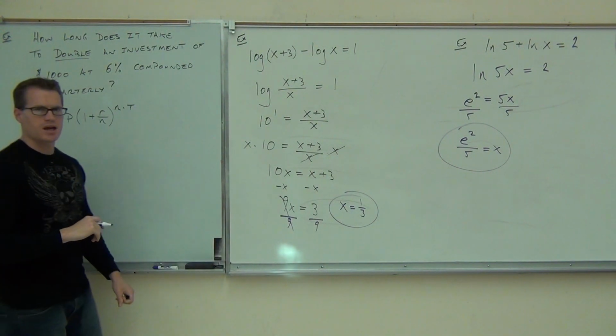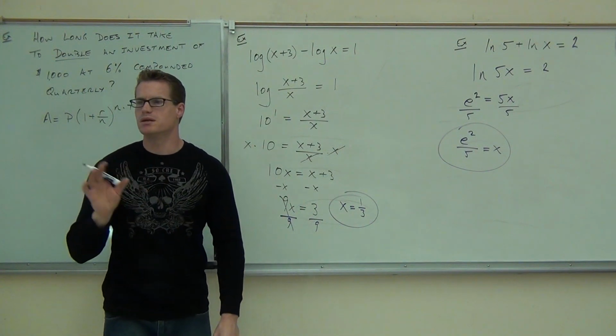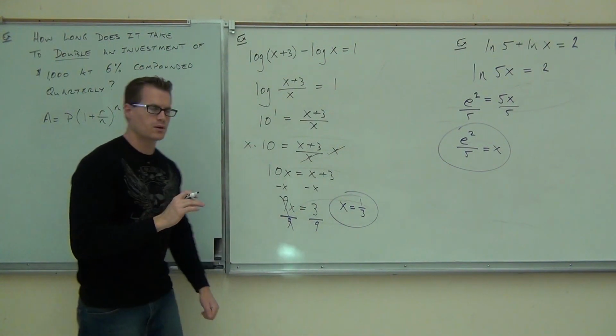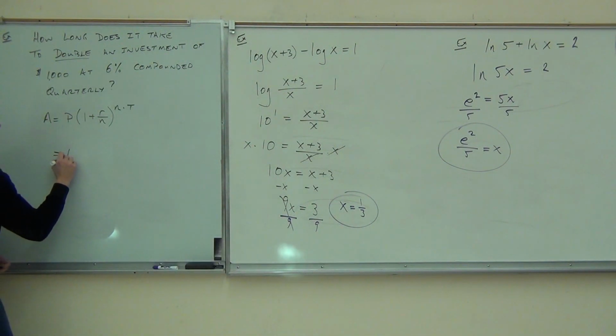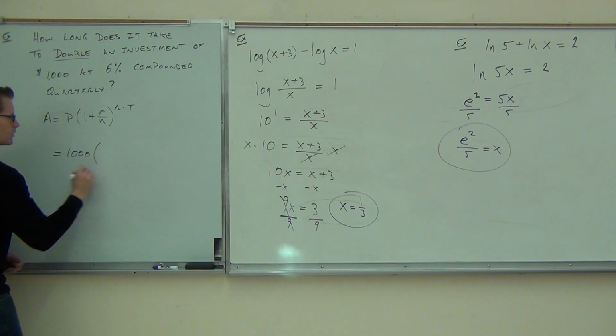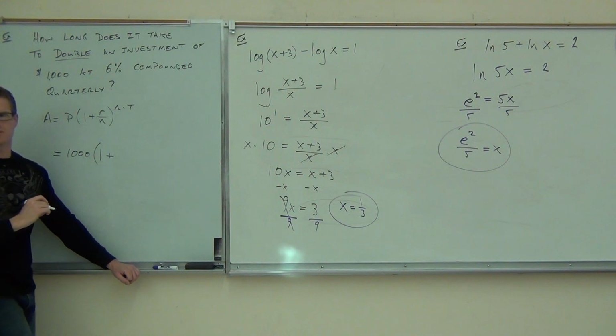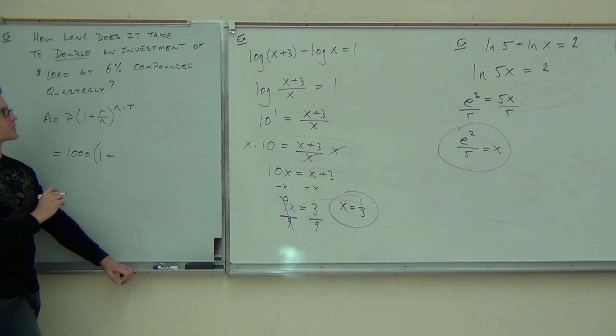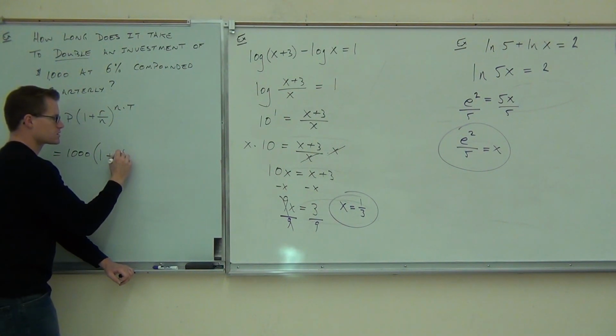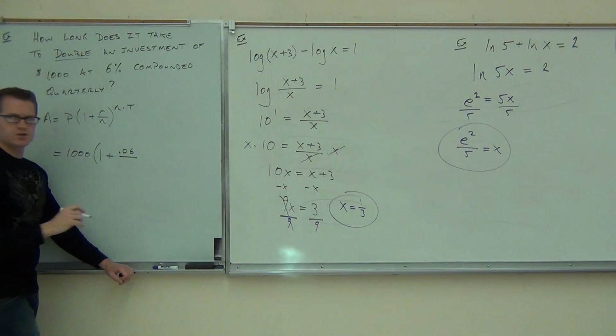Let's start here. How much is your P? What are you starting with? So I know that this is going to equal 1,000. Okay, the 1 doesn't change. But what's your rate here, ladies and gentlemen? 0.06. Okay, 6% good, 0.06 over somebody else on the right-hand side.